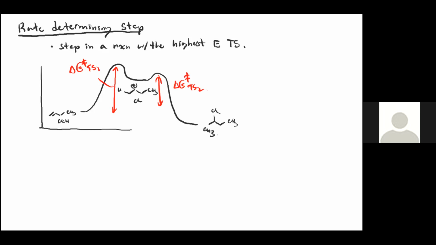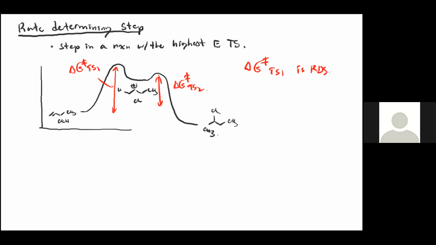Okay. And so the first step can be higher in energy, as it is for these HX additions. There are also reactions where the second step is higher in energy, or the third step, or whatever. It doesn't necessarily have to be the first. Of course, if you have single step reactions that proceed through a single transition state without any intermediates whatsoever, there's only one transition state, and that is the rate determining step by default. But in this case, delta G double dagger TS1 is the rate determining step.